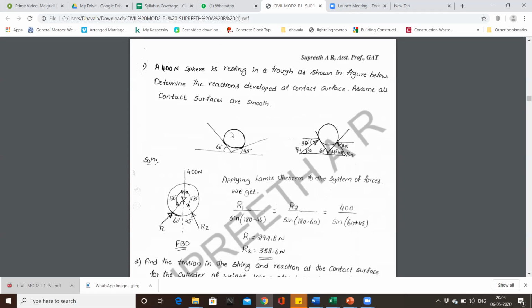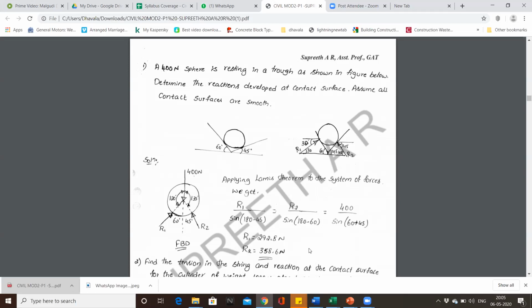400 Newton is the weight of the sphere acting downwards, and we have a reaction R1 towards 60 degrees and reaction R2 towards 45 degrees. The angle subtended will be 60 plus 45, and the other angles will be 180 minus 60 and 180 minus 45.